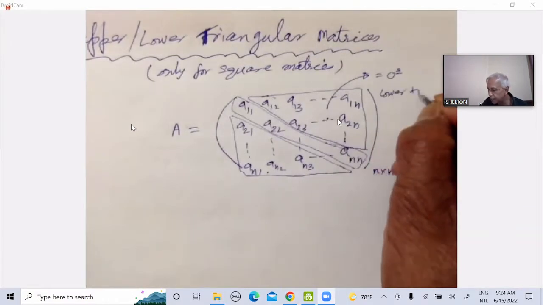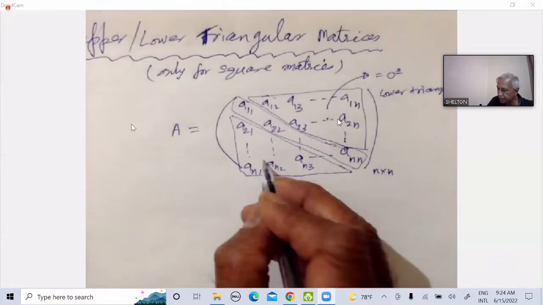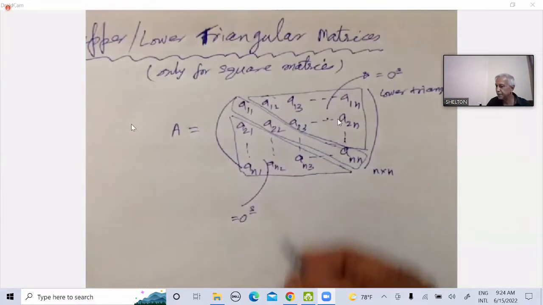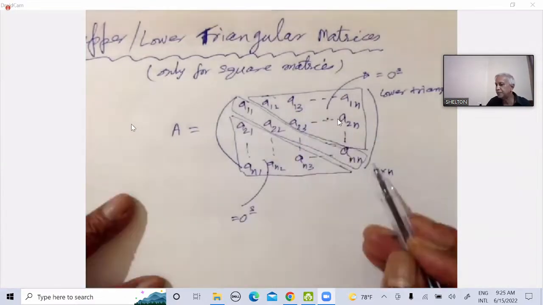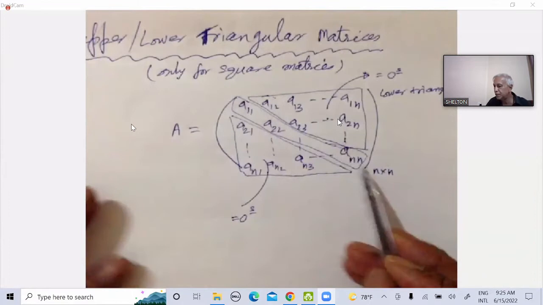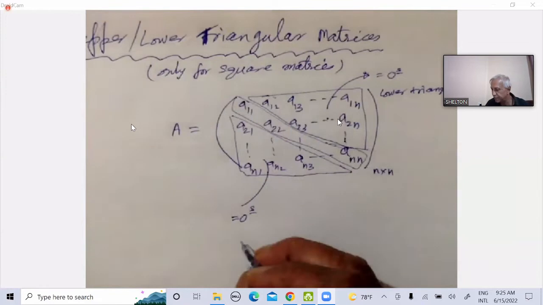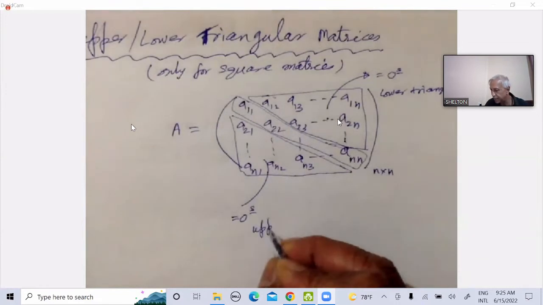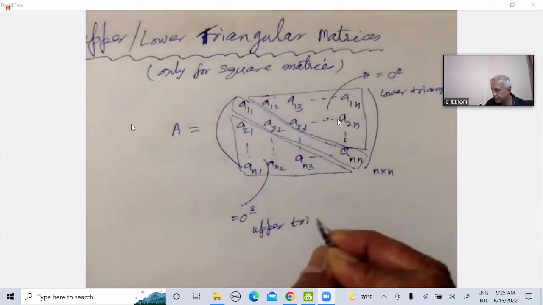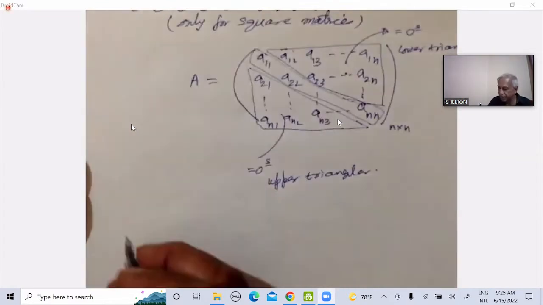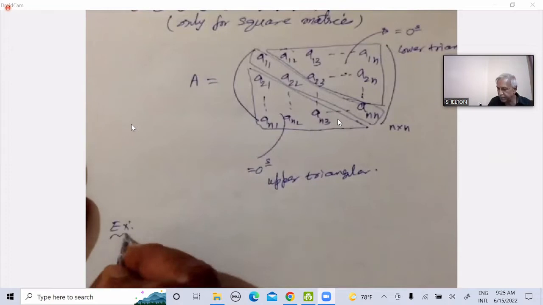If these are zeros, we say the only non-zero entries are on the main diagonal or the upper part. The lower triangle consists of zero entries. We say the matrix is upper triangular. So let me give a few examples and then write down the precise definition.